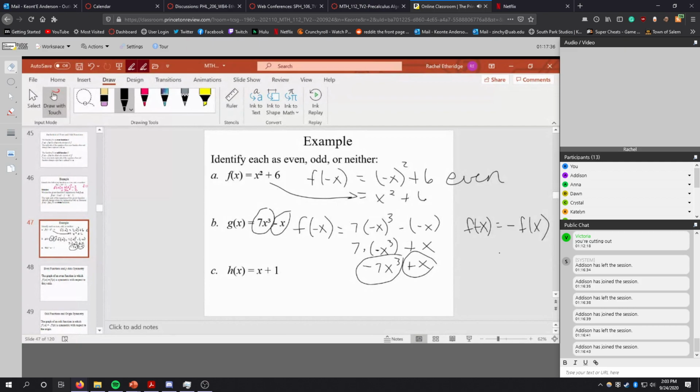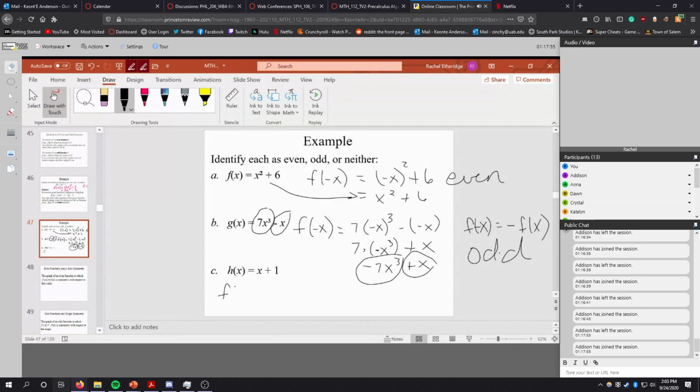So I plug in a negative x, it changes all the signs. So that's odd. Again, if you're listening, I'm not going to write it down because there's the mathematical explanation. But if all the exponents are odd, then the function's going to be odd.